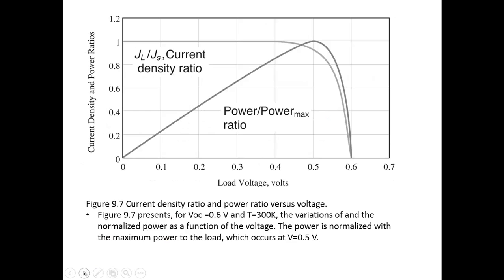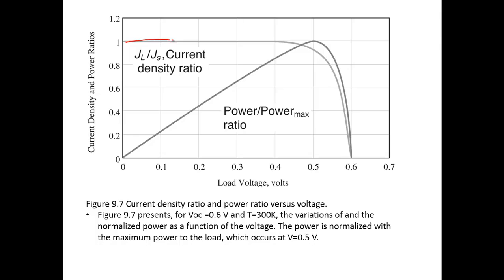So this figure 9.7 represents the current density ratio and power ratio versus voltage. Figure 9.7 presents, for an open circuit voltage of 0.6 volts and a temperature of 300 Kelvin, the variations of the normalized power as a function of the voltage. The power is normalized with the maximum power to the load, which occurs at a voltage of 0.5 volts.